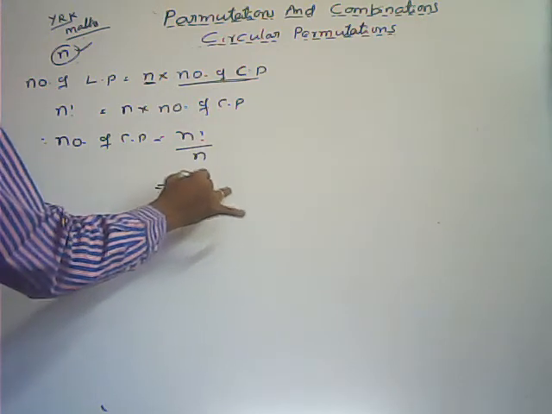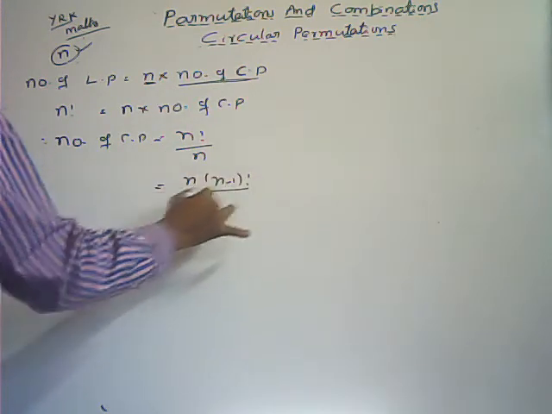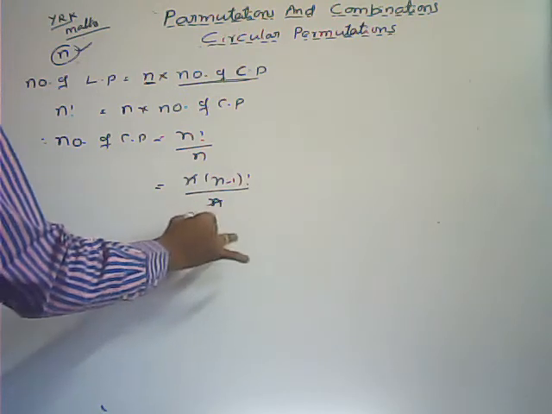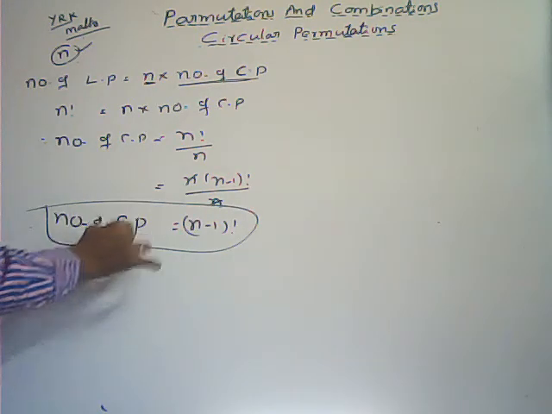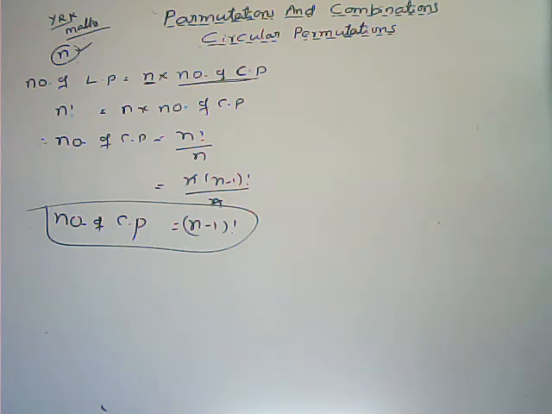This we can write as n into (n minus 1) factorial by n. These two get cancelled, leaving n minus 1 factorial. So the number of circular permutations of n things: if n things are given, the number of circular permutations is n minus 1 factorial.